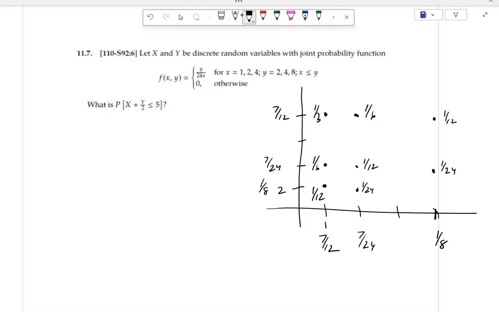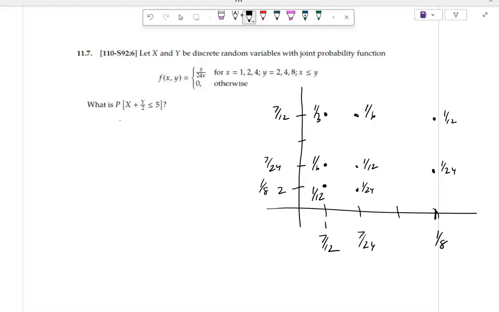All right. So let's see if we can actually answer the question that we're being asked. What's the probability that (x plus y)/2 is less than or equal to 5? So I need to pick an x value and pick a y value that satisfies that condition, right? We agree? Okay. So let's just go through. If x is 1, what y values can you use to satisfy that condition? I can use 2, I can use 4, and I can use 8, right? Because this is less than or equal to, right?